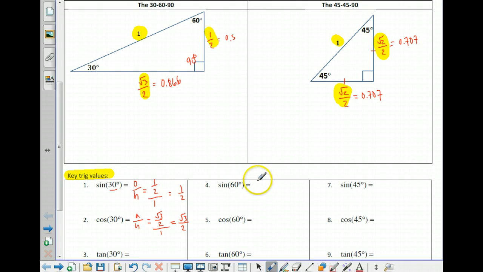Sine of 60. So now I'm looking at this angle. Adjacent and opposite have flipped. I'm still looking at opposite over hypotenuse for SOHCAHTOA. Opposite side is now square root of 3 over 2. Over hypotenuse is still 1. Reduces to square root of 3 over 2.